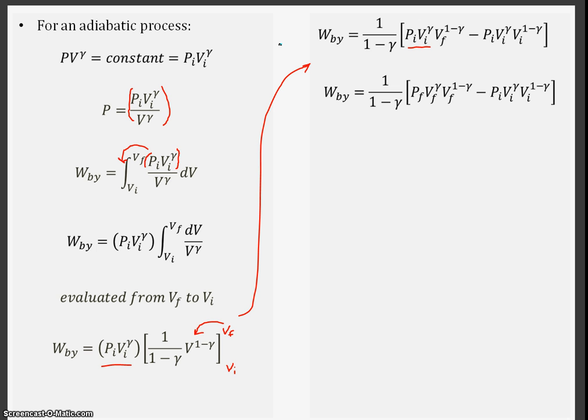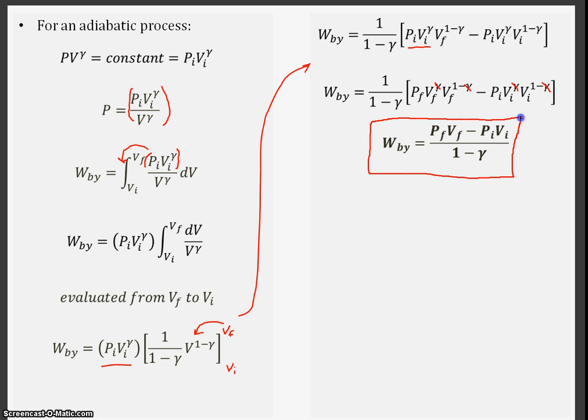And so I have P final, V final to the gamma, which is going to be the same. And so when I do that, I can collect my V's together, because this V final is V final to the gamma times V final to the 1 minus gamma. The gammas basically cancel out. Same thing here with my P initial, V initial to the gamma. This gamma is subtracted off by that gamma, and you end up with this very, very simple relationship. The work done by a gas in an adiabatic process is this: P final, V final minus P initial, V initial, over 1 minus gamma. That is nice and simple.